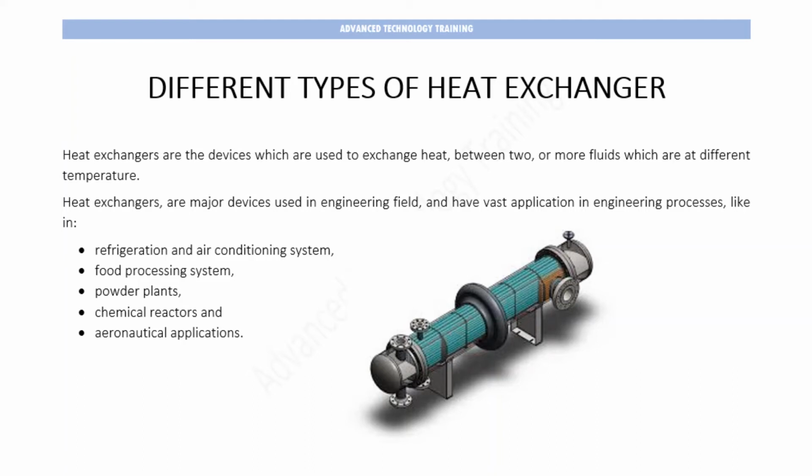Different types of heat exchanger. Heat exchangers are the devices which are used to exchange heat between two or more fluids which are at different temperature. Heat exchangers are major devices used in engineering field and have vast application in engineering processes like refrigeration and air conditioning system, food processing system, power plants, chemical reactors, aeronautical applications.